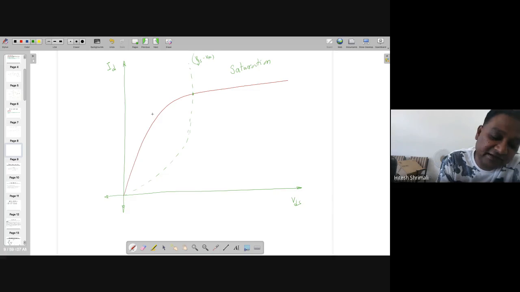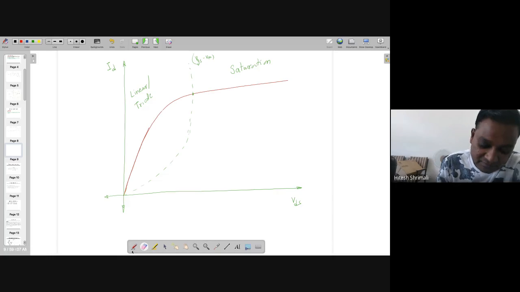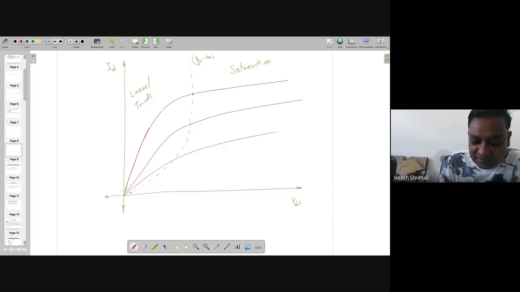If you are at this side, it's known as the linear, oblique, or triode region; you can call it any one of these. If you draw here, it's as good as a linear line, so that's why we call it the linear mode of operation, and below that there is cutoff. We are not looking into that, but this is the way to find out. And if you draw other lines, it will look like this one.